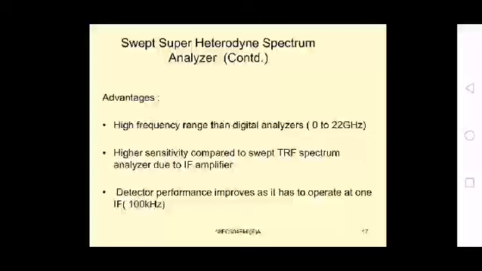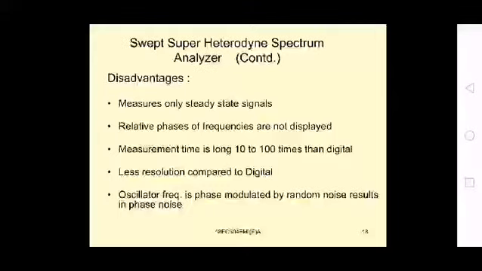The main advantages: it has the ability to give a high frequency range, from 0 to 22 gigahertz, and you can have higher sensitivity compared to the swept tunable radio frequency receiver spectrum analyzer due to the IF amplifier introduction. And detector performance improves as it has to operate at only one IF, the intermediate frequency of 100 kilohertz.